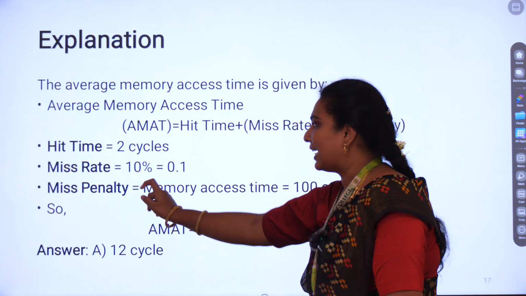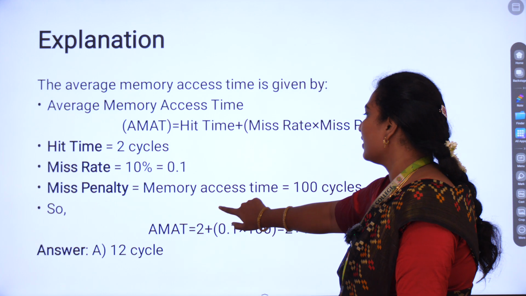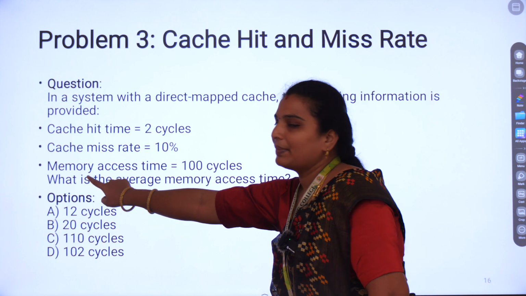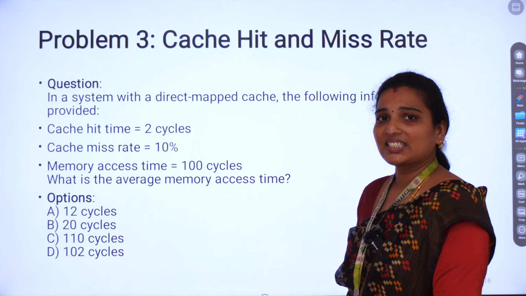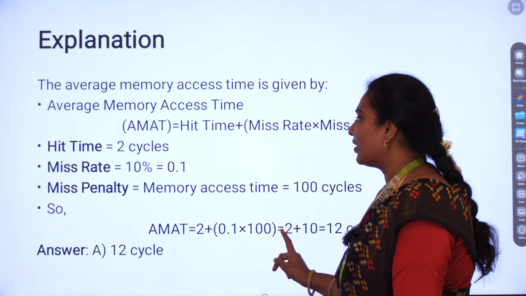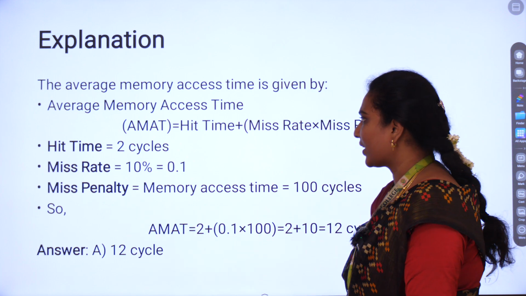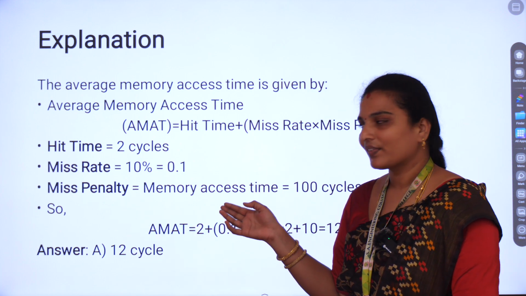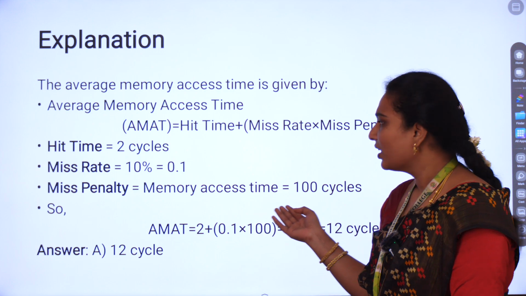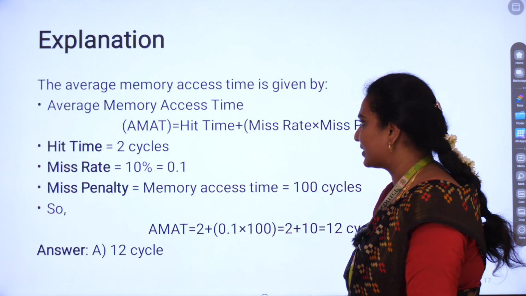Next, the miss penalty. For the miss penalty, the data given is the memory access time, that is 100 cycles, so I am taking that value for the miss penalty. Do I have all the data to find the average memory access time? Yes, I do. I am substituting all those data there.